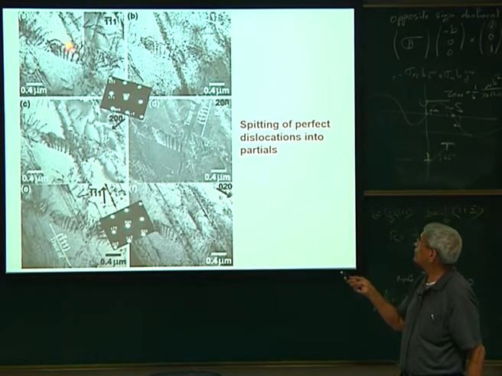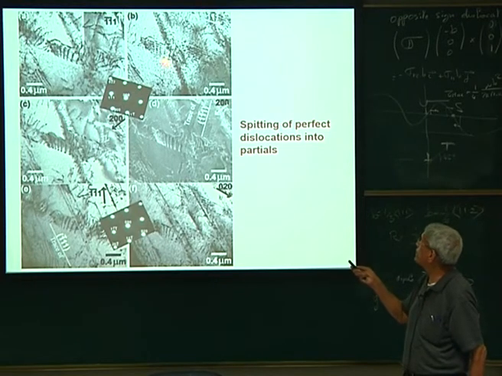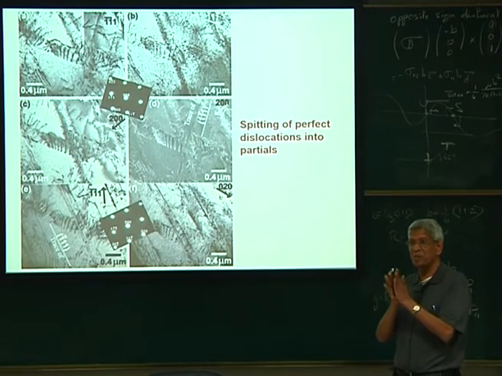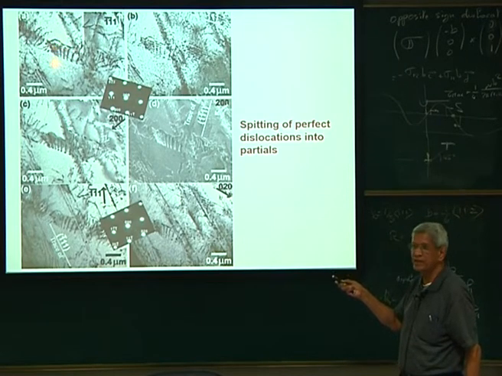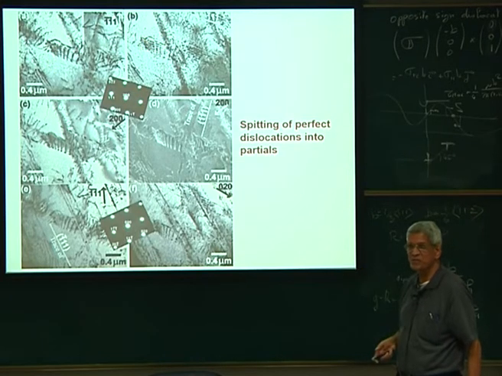For this particular reflection, which is 1 bar, 1 bar, when I image it, you can immediately see that the fringes are seen, but the partials which are bounding the faults have become invisible. Because here you can see a strong black line at the end of it, right? Here you don't see a black line, you see only the fringe which is in between.